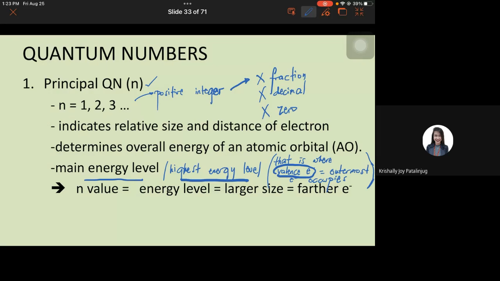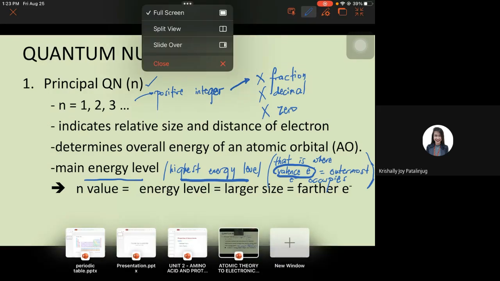Okay. Now, in the periodic table, let me show you a periodic table. Excuse me for a while.